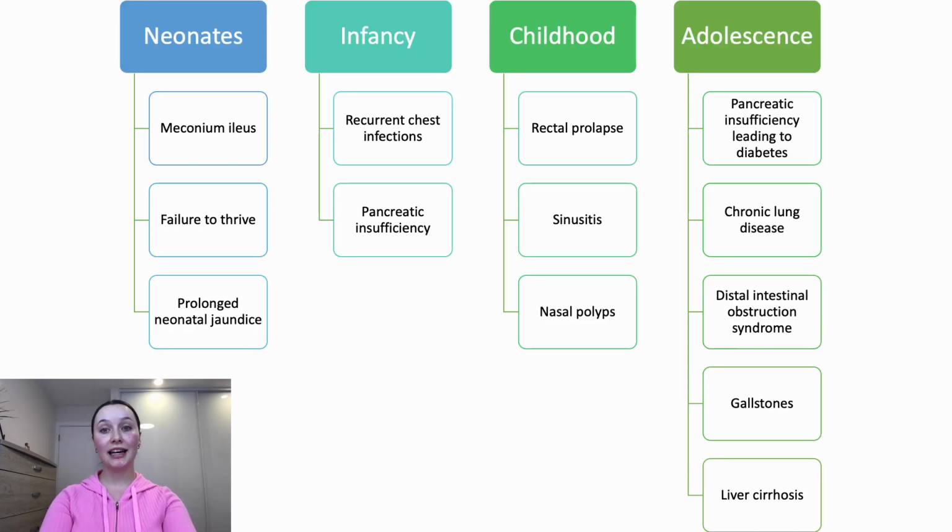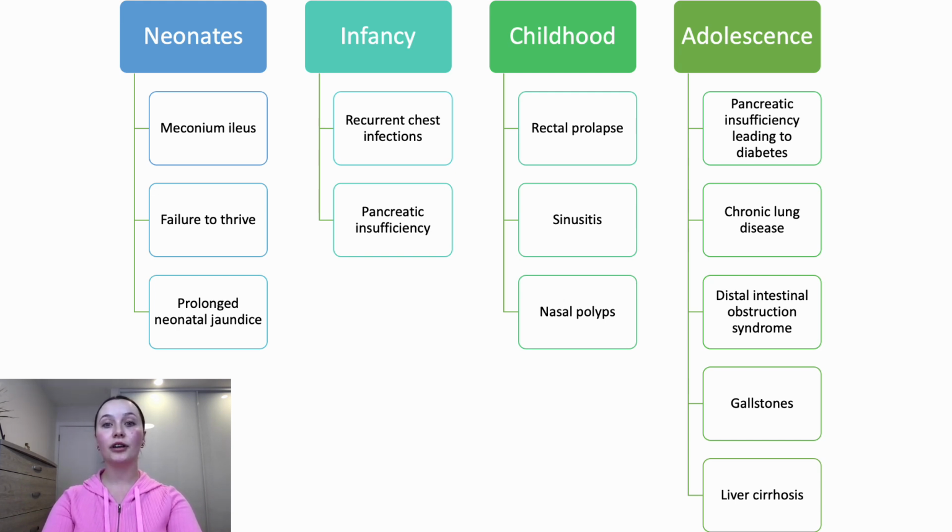The clinical presentations of cystic fibrosis varies depending on the age at which symptoms appear. I will now show you a summary of typical presentations across different age groups. For neonates, meconium ileus. Approximately 10% of neonates present with abdominal distension, delayed meconium passage, and bilious vomiting in their first few days of life. Also failure to thrive and prolonged neonatal jaundice.